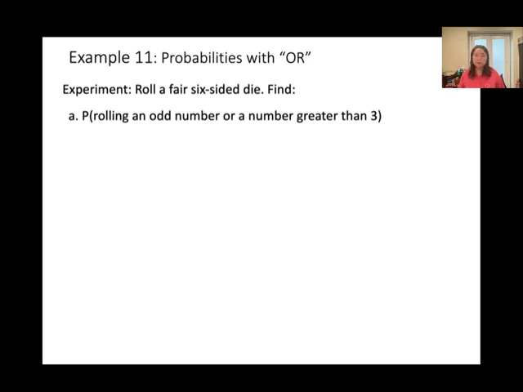Okay, last example. Probabilities with OR. Roll a fair six-sided die. Find the probability of rolling an odd number or a number greater than 3. Okay, so for this one first, let the events be A and B. A will be the odd number, B will be a number greater than 3. So again, think about it, or. When you see or, write it down, this event will be mutually exclusive or not mutually exclusive.